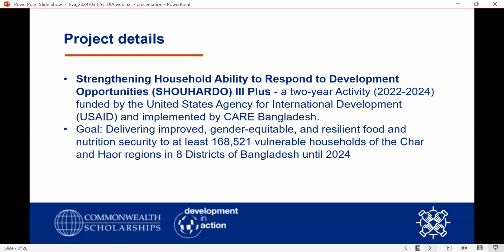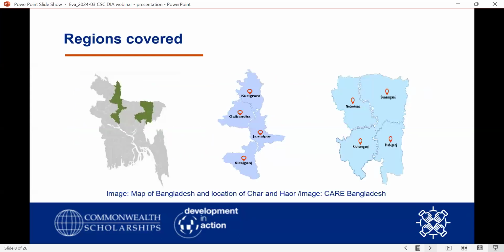So I have several times mentioned Char and Haur regions. Now I will discuss what that actually means to the global audiences like you who don't live in Bangladesh. As you can see on the left side, this is the entire map of Bangladesh, and you can see the two green sections. If I take the first green part and keep it out as a piece of cake, then this will be the structure.